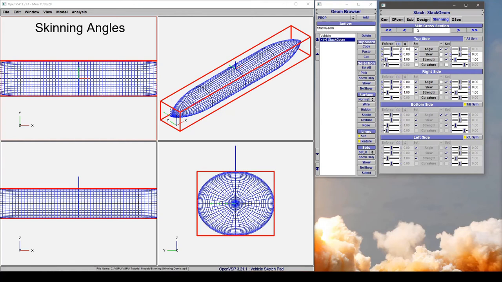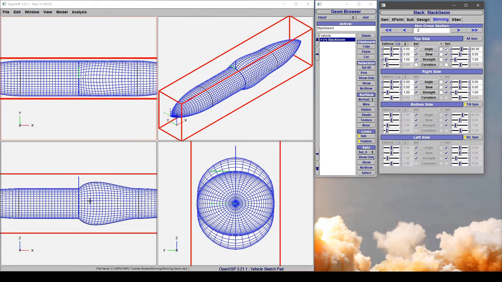Let's dive a little bit deeper into skinning angles and some of the conventions that are involved with, say, a positive or negative angle relative to the before or after side, and discuss the range of angles that you're allowed to set. So on the after side of cross section 2, here in this example stack that we've built up, let's use the top and give it some positive angle.